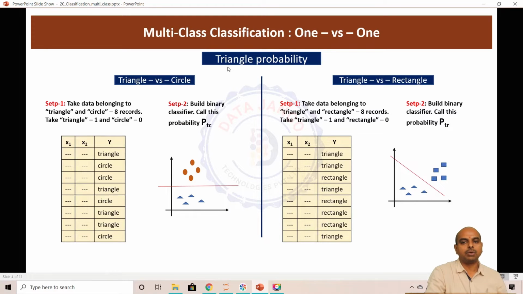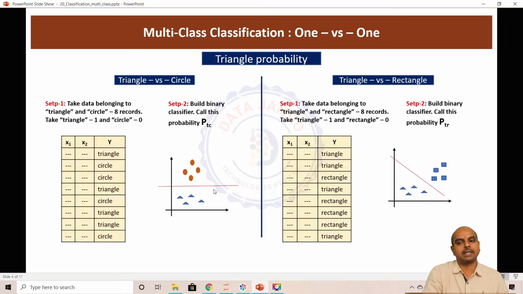So here we are trying to build triangle probabilities. We need to take triangle versus circle, and build triangle versus circle and triangle versus rectangle binary class classifiers. In one versus one, we will take the records belonging to only those classes for which we are building the binary classifier, right? So triangle versus circle. There will be 8 records only. Originally there were 12 records. We eliminated rectangle because we are trying to build a binary classifier for triangle versus circle.